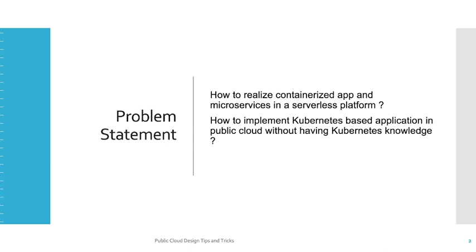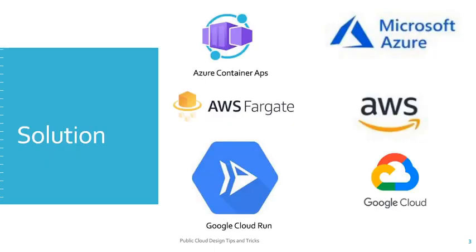So cloud platforms or vendors have come up with a solution where you do not need to have the Kubernetes knowledge to run your application or the Kubernetes-related infrastructure. The solution provided by Microsoft Azure is Azure Container Apps. AWS has provided AWS Fargate. Google Cloud has provided Google Cloud Run.